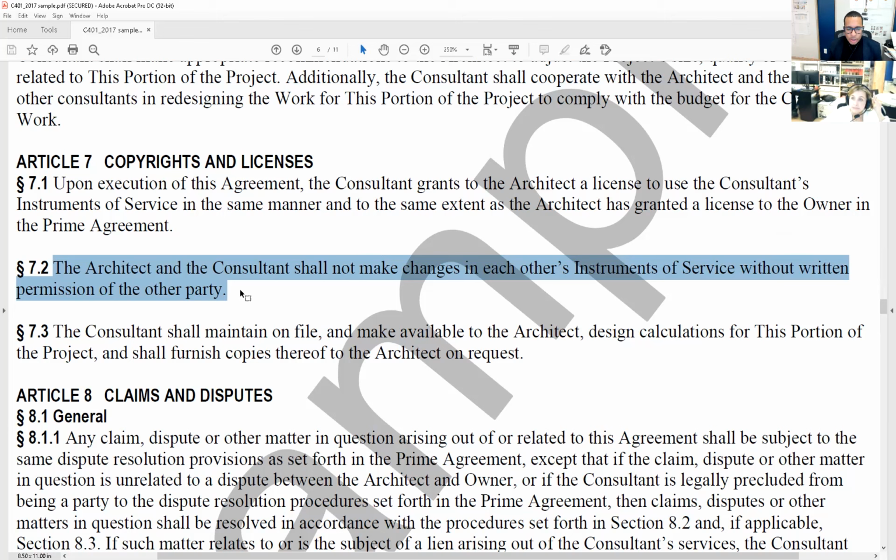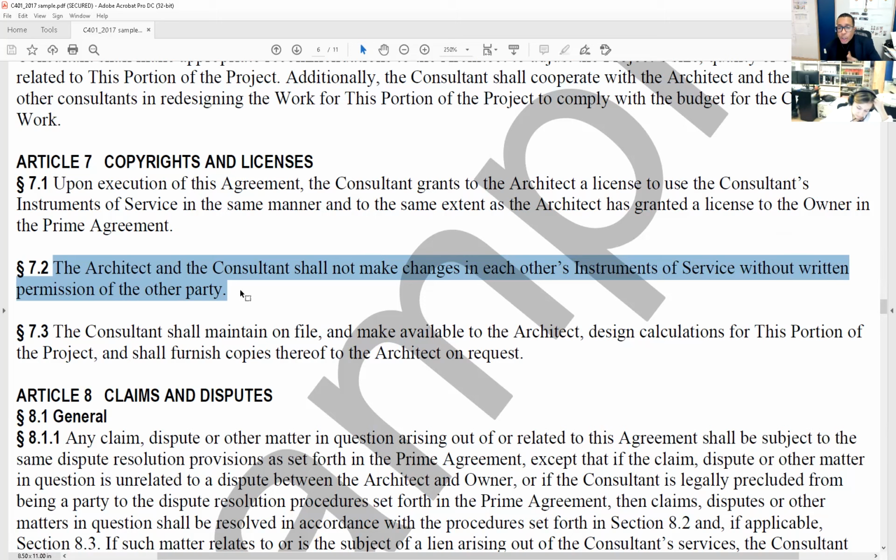Typically we get surveys, we get the CAD files, and we put them in our file and we just reference them. We don't change them, we don't change the information, we don't change the dimensions, we don't change anything. We're not supposed to, because we're not professional land surveyors. We're not mechanical engineers. So we're not supposed to do one another's work.